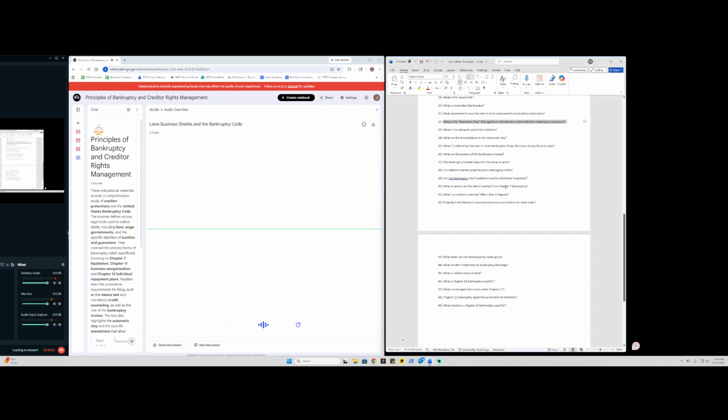Okay. Well, what is the automatic stay? It's like a bankruptcy convention that will essentially, the moment that bankruptcy is filed, all creditors would need to stop contacting the debtor to collect that debt. Is that correct?